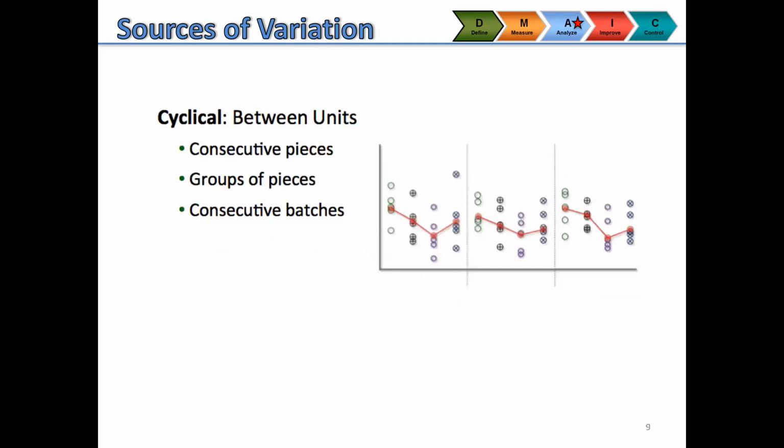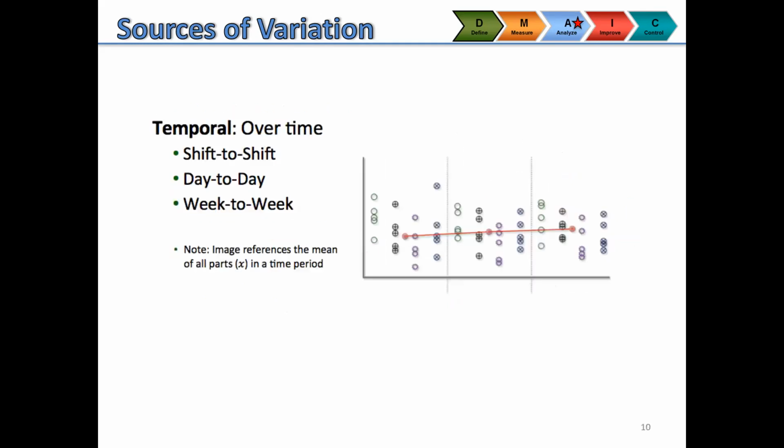And then cyclical variation is obviously consecutive batches. So if I run the batch again, I get more variation from the first batch, or groups of pieces or consecutive pieces. And then temporal variation is over time, where shift to shift, I get variation, day to day, week to week.